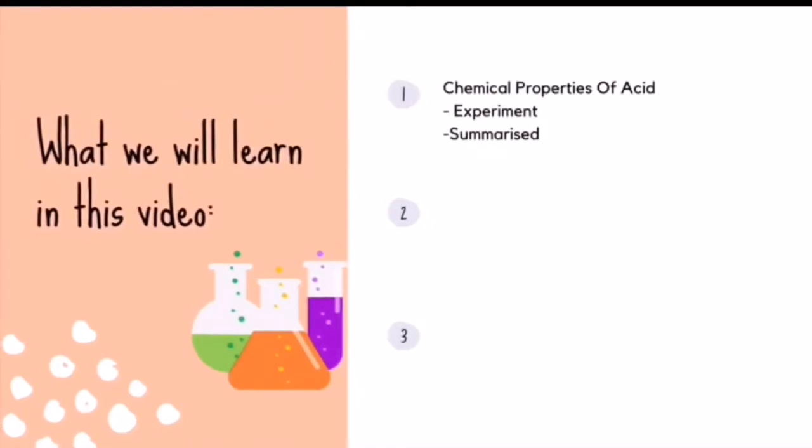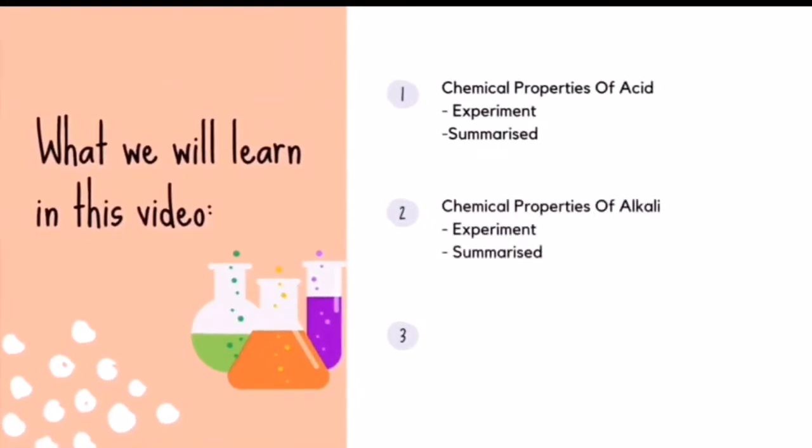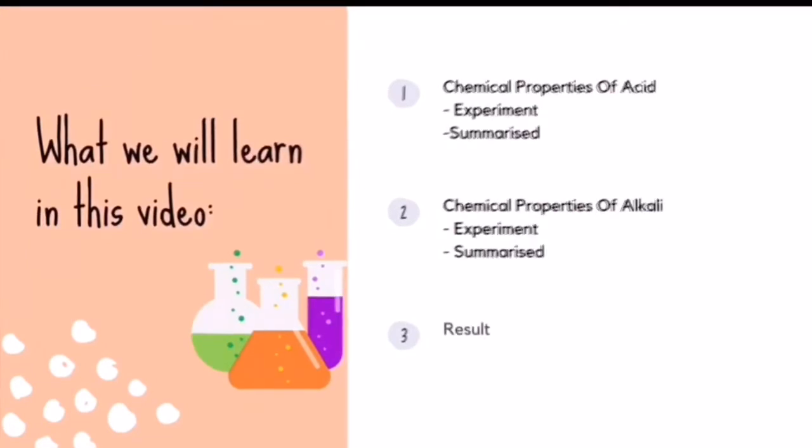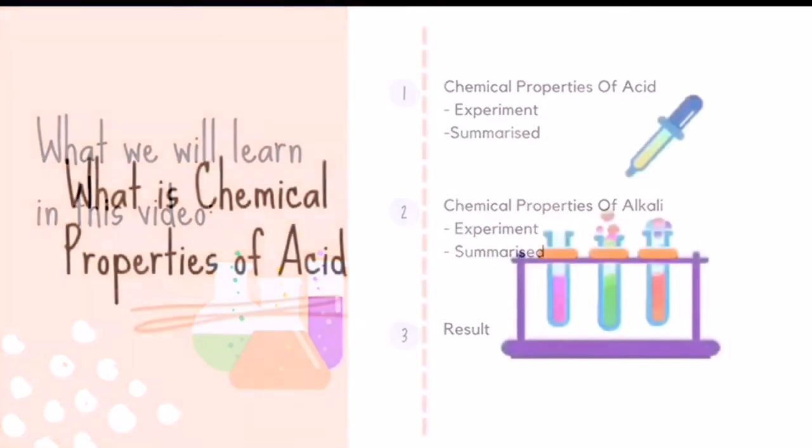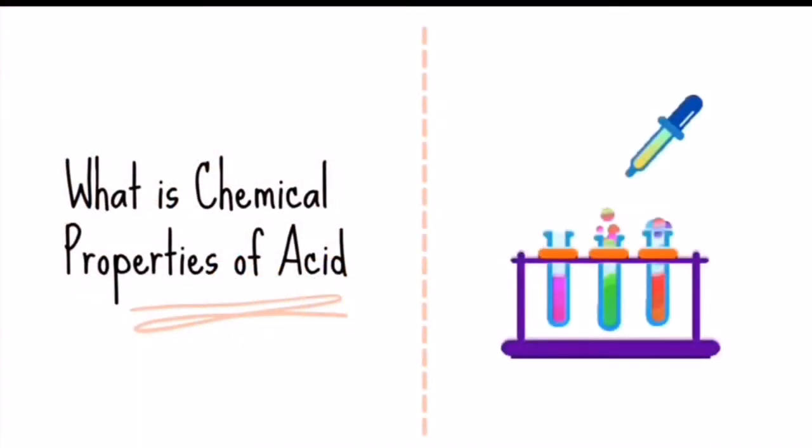First, we will learn about chemical properties of acid. Next, chemical properties of alkali. And lastly, the result. So, what is chemical properties of acid?